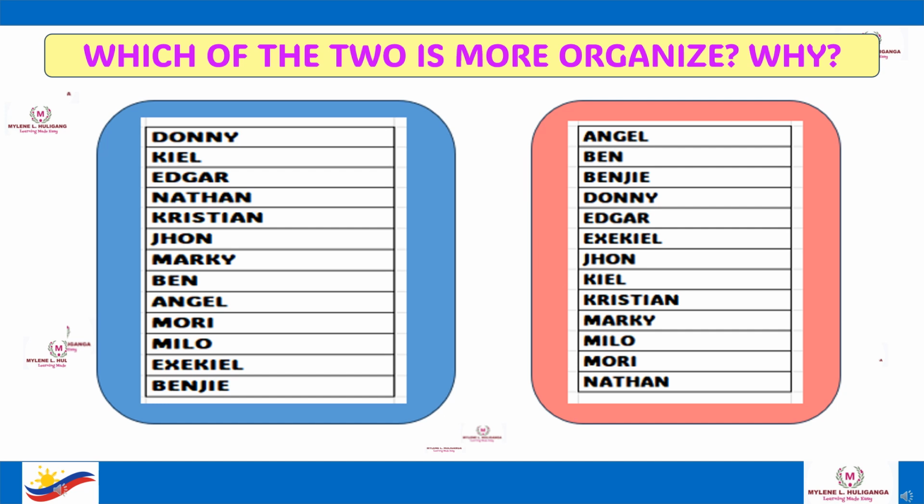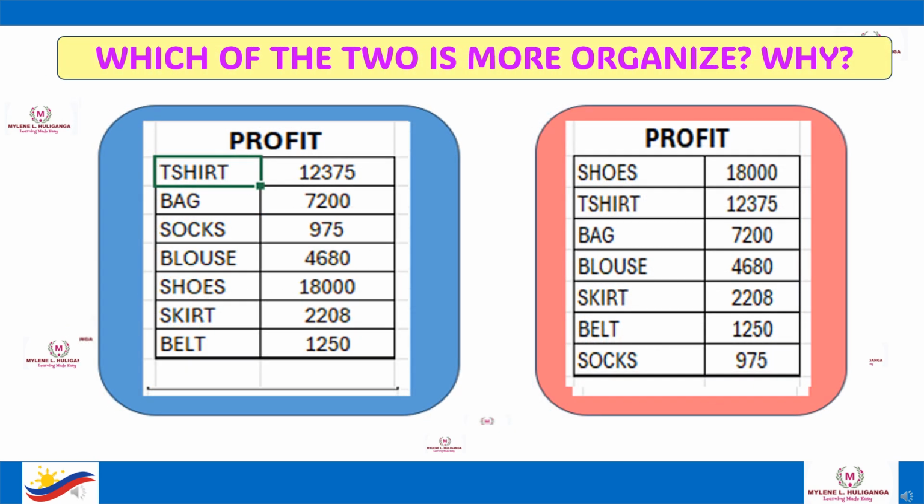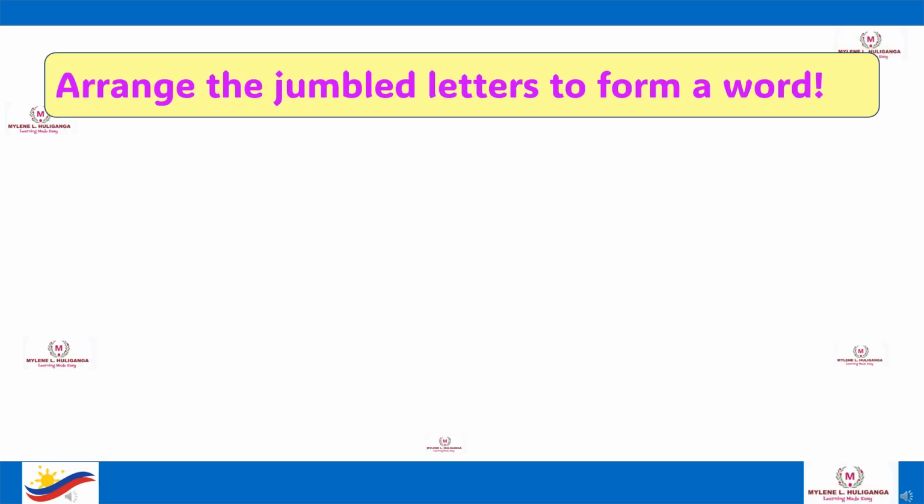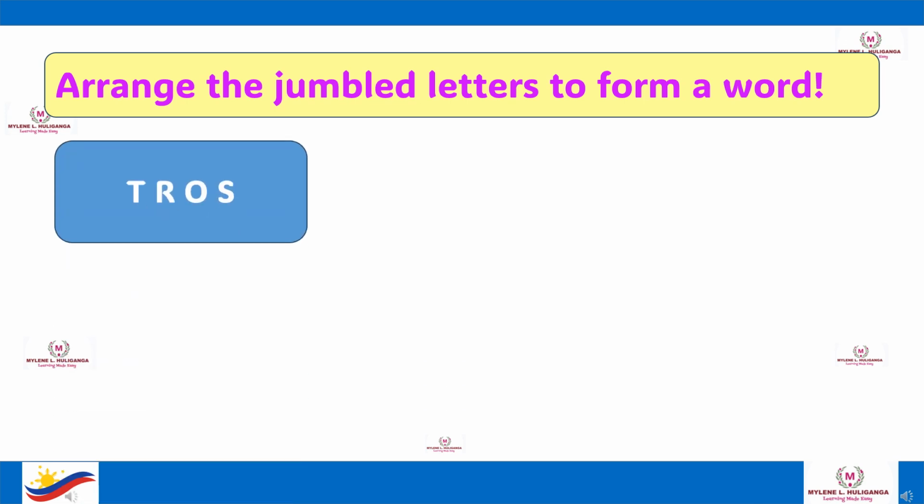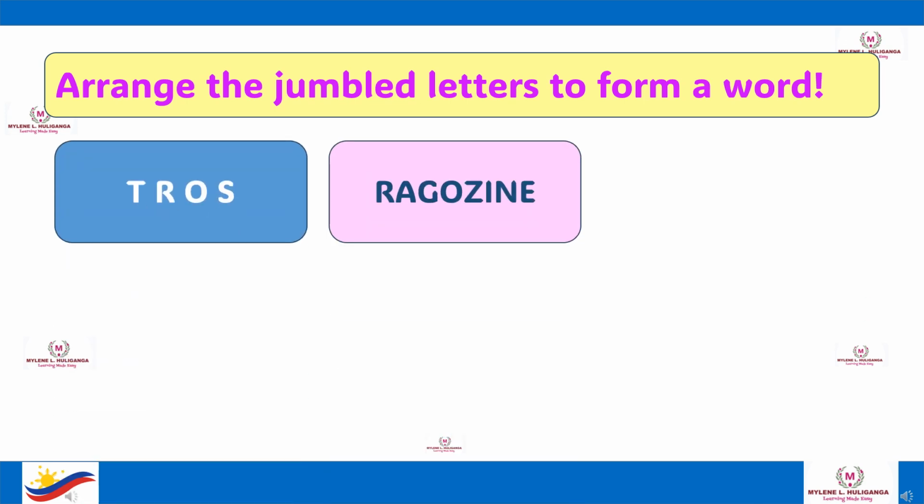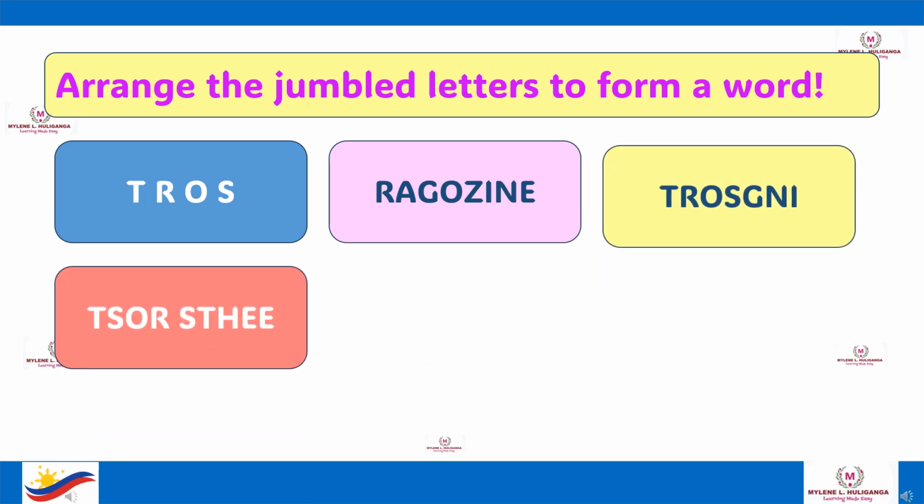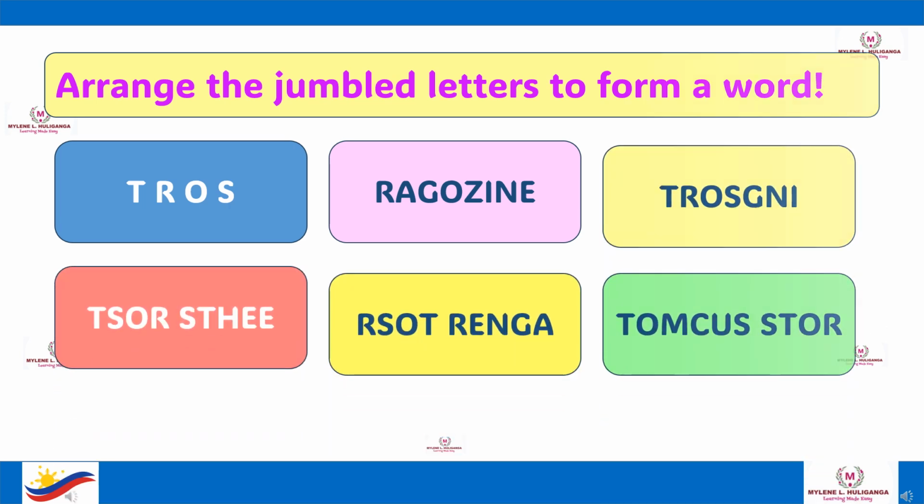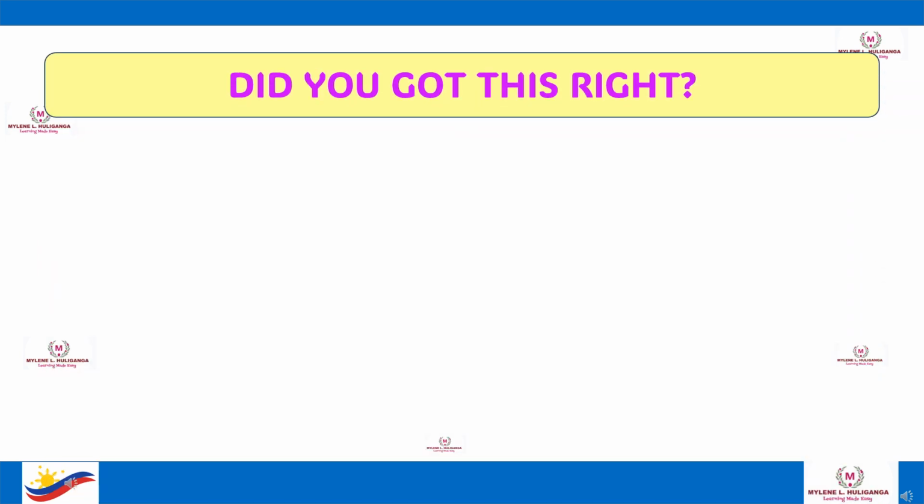Which of the two is more organized? And why? How about for this table? Which of the two is more organized? And why? Arrange the jumbled letters to form a word. Did you get this right?